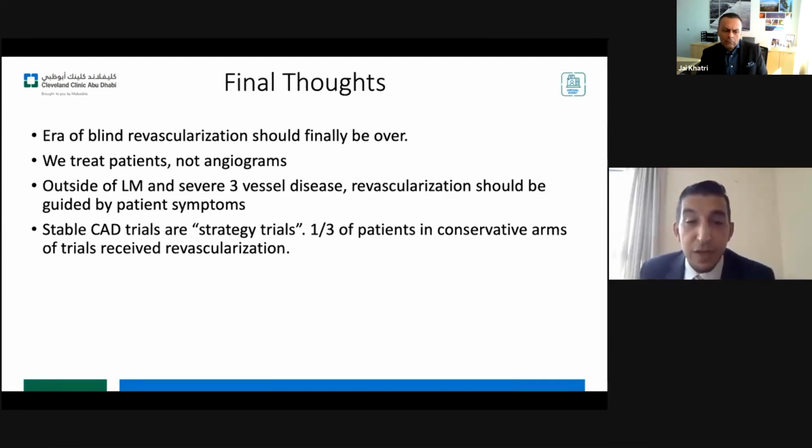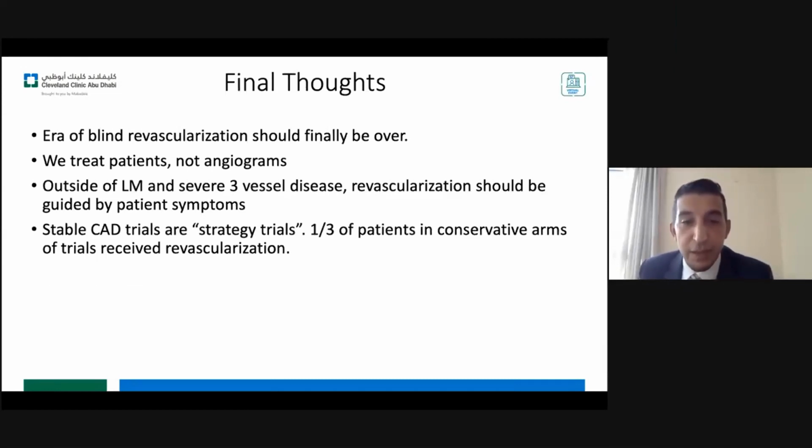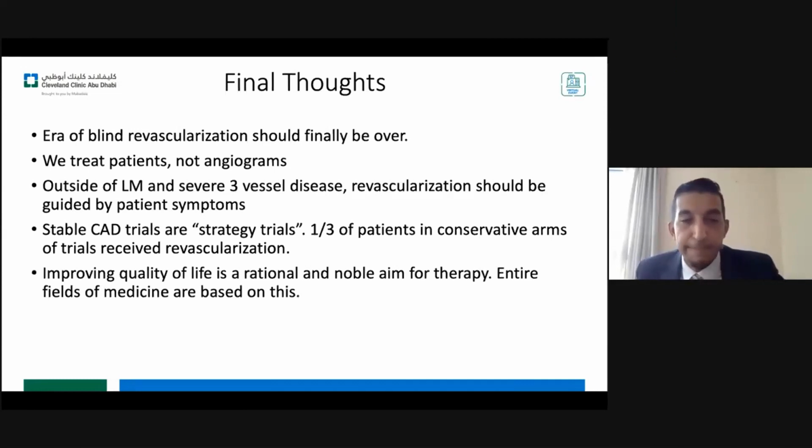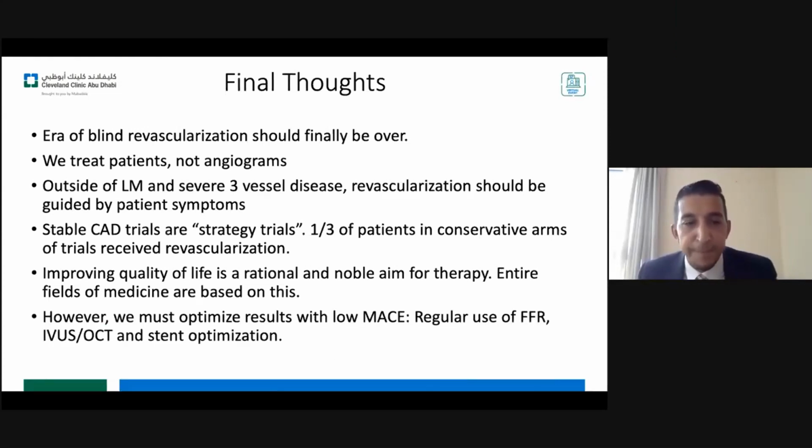The stable CAD trials are strategy trials, they're not dogma. So 1/3 of patients in the conservative arms of these trials received revascularization. Improving quality of life is a rational, noble aim for therapy. Entire fields of medicine are based on this. I don't think that's an unreasonable reason to perform a procedure and to do an intervention on a patient. And I think that's a very good goal for therapy if it's appropriate.